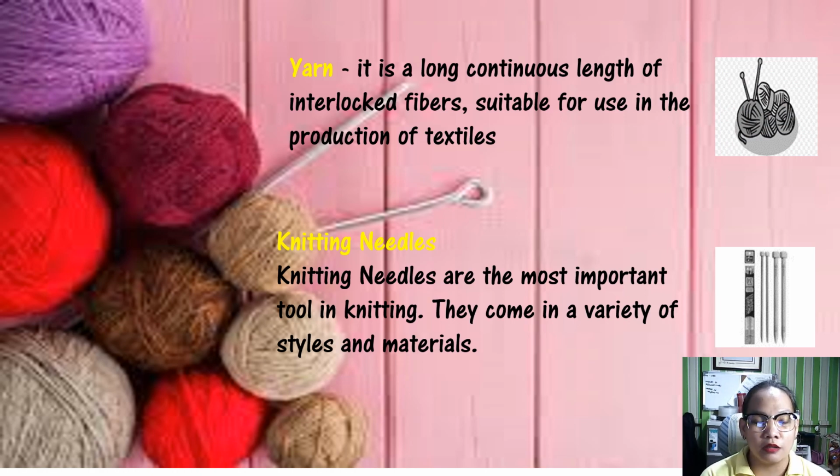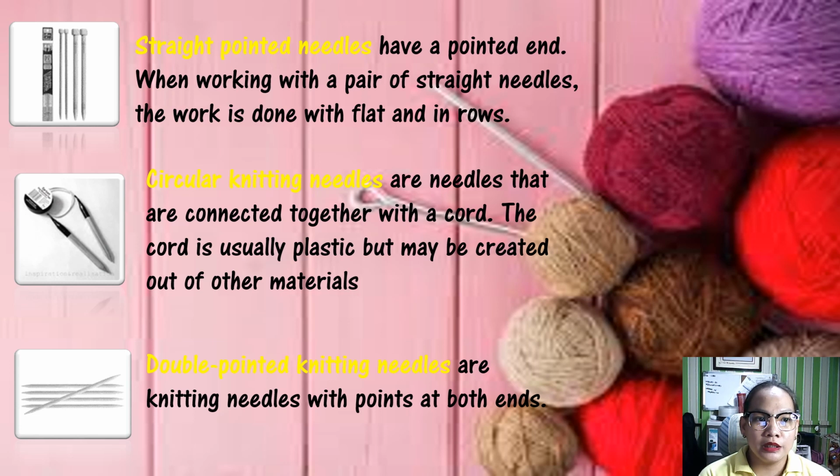So what are those kinds of styles? The first one is straight pointed needles. They have a pointed end, and when you work with a pair of straight knitting needles, the work is done flat or in rows.